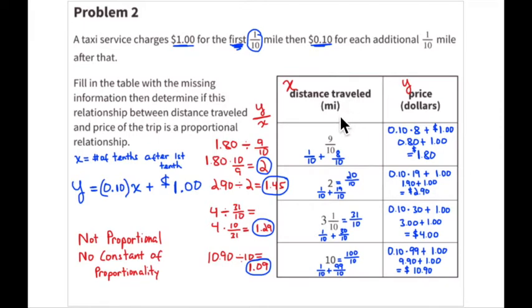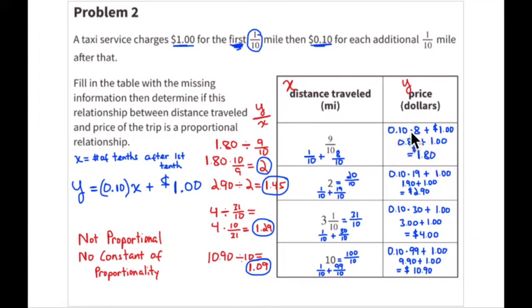So here is the distance that you traveled. What I did in this case is I separated out that 1/10 first. So 9/10 is 1/10 plus 8/10. 20/10, which is 2, is 1/10 plus 19/10. 31/10 is 1/10 plus 30/10. And 100/10 is 1/10 plus 99/10. I separated out that 1/10 first because that costs you $1, and so here's that $1 in each case that you add on.